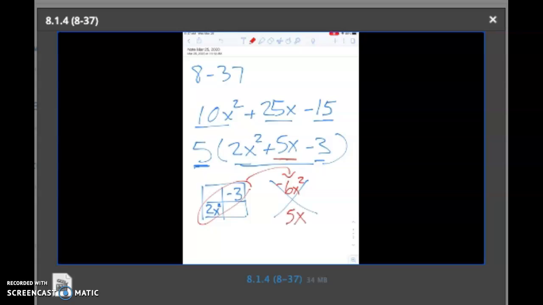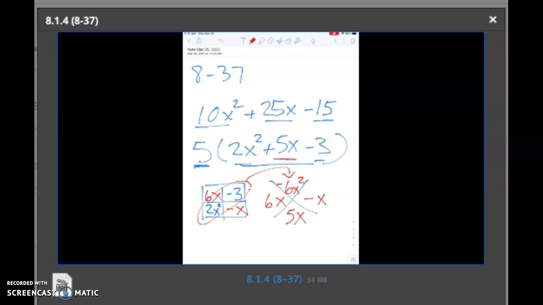Now we are trying to decide what are the two factors that multiply to give us negative 6x squared and add up to give us 5x. So those factors would be 6x and negative 1x, or negative x. When I multiply 6x times negative x, I get negative 6x squared. And when I add 6x and a negative x, I get positive 5x. So then I'm going to drop those factors into my generic rectangle here.